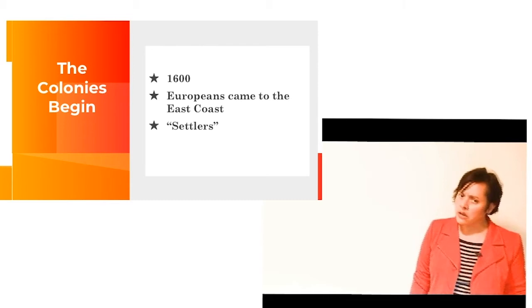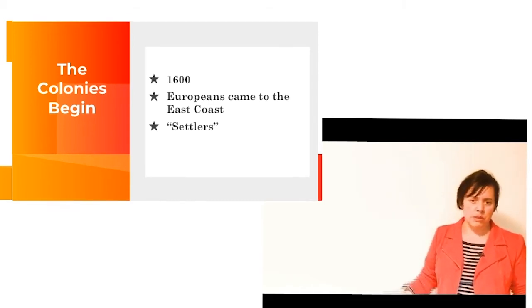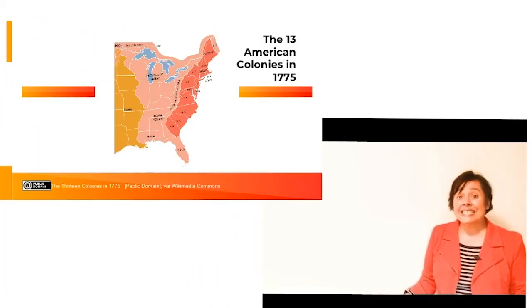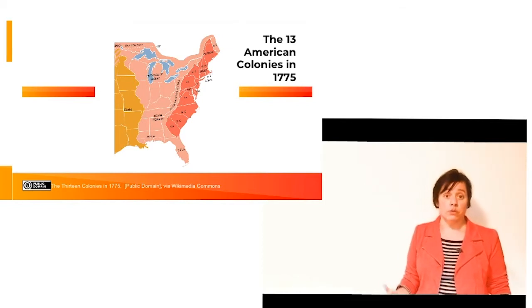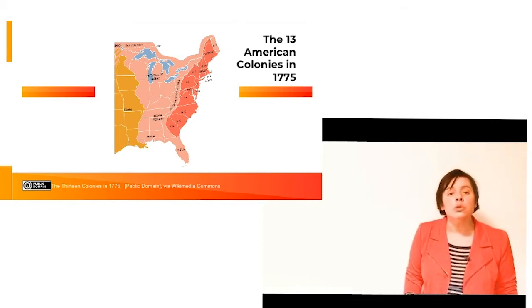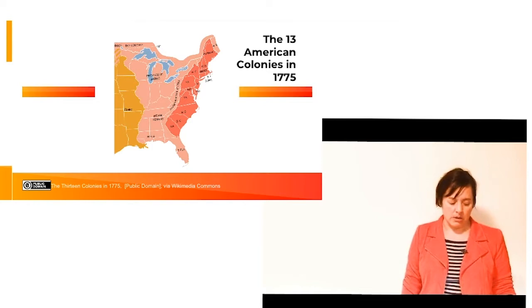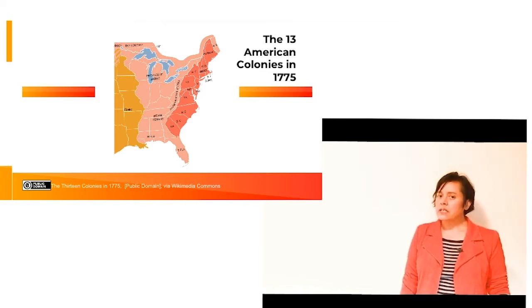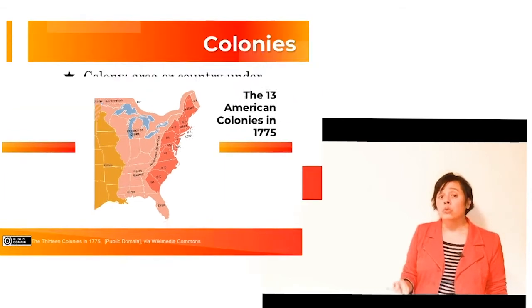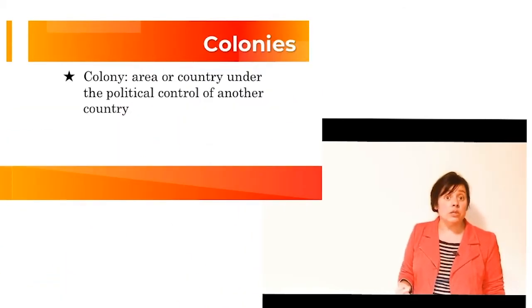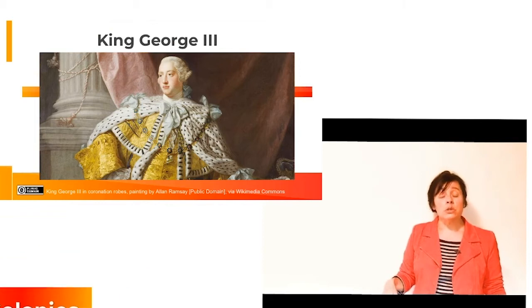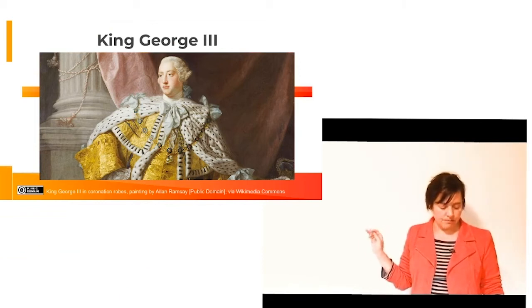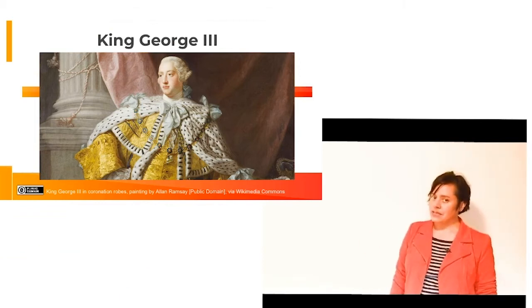But over the next 150 years, they built up towns, cities, colleges, roads, farms. They built their own culture. They built their own strong economy. Now, at the time, they were colonies of England. That means their ruler, their political leader, was King George III. You write it like this. And they had to pay taxes to England.